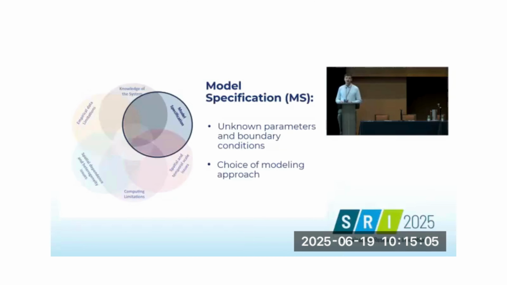Next is model specification, which I think that some of the previous talks have mentioned as well. So unknown parameters, boundary conditions, or the choice of modeling approach. Anytime you're trying to abstract some phenomena into a model, you have to choose a method to do that, and that comes with some inherent limitations.